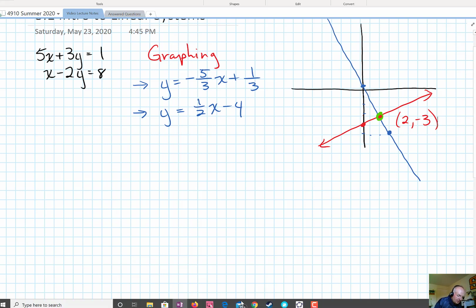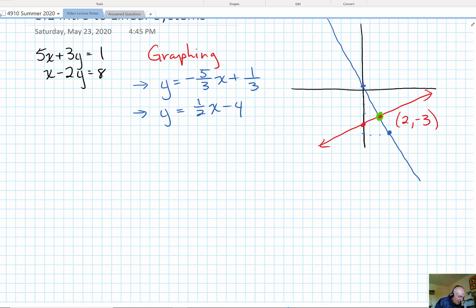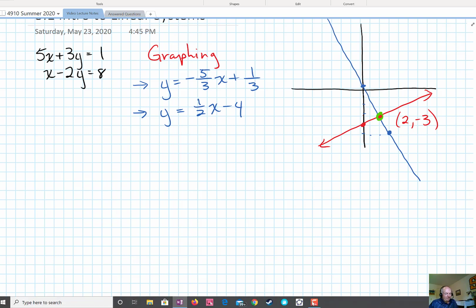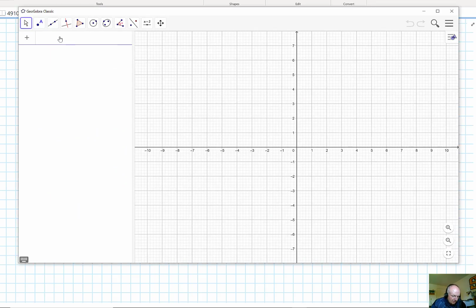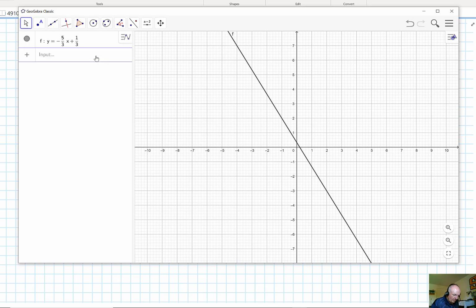Now, of course, technology is going to do this better for us if we want to use technology. And so we can take advantage of that here. Let's just take a look at GeoGebra. And so if we graph these two equations in GeoGebra, y equals -5/3 x plus 1/3. That out of the way. And then our second equation.